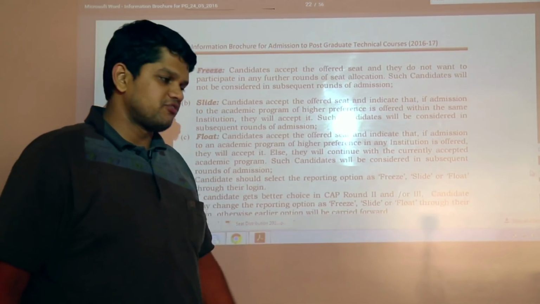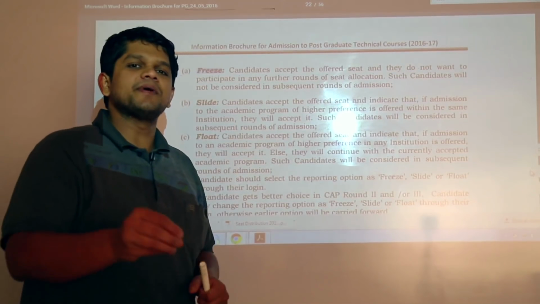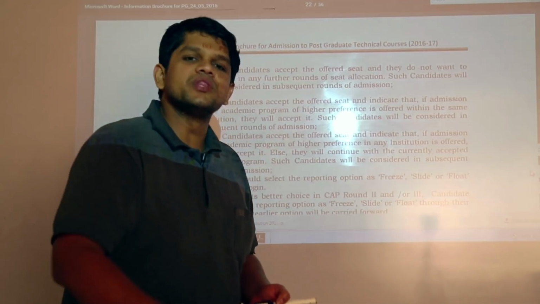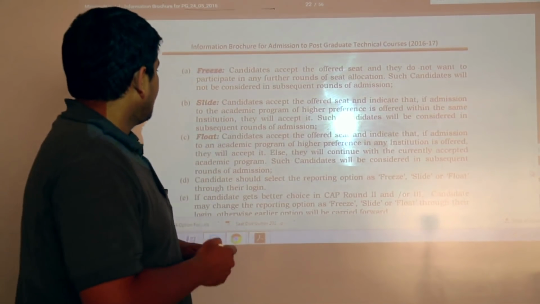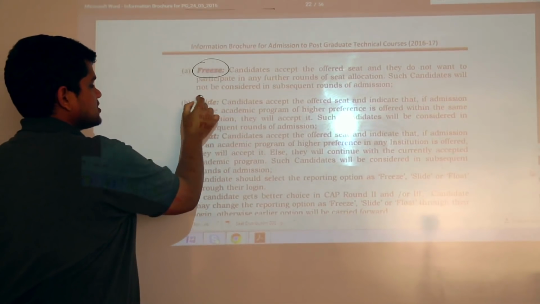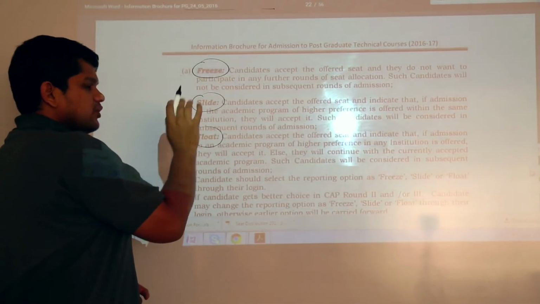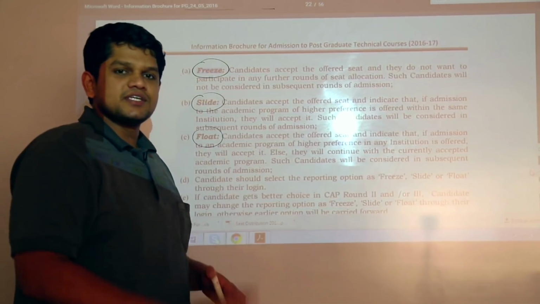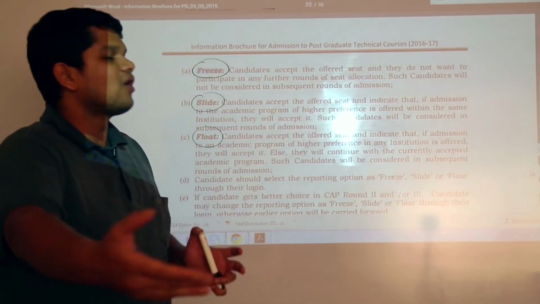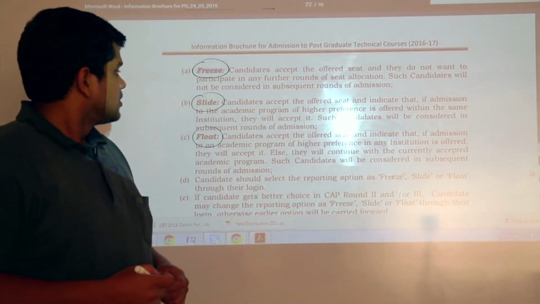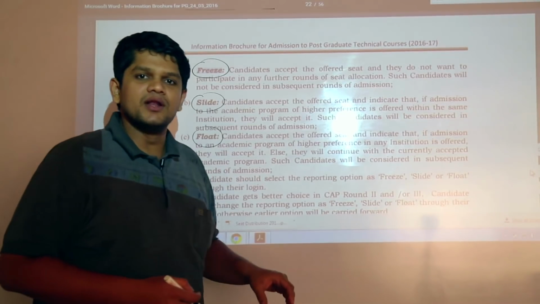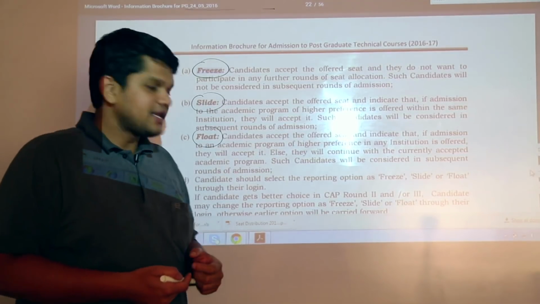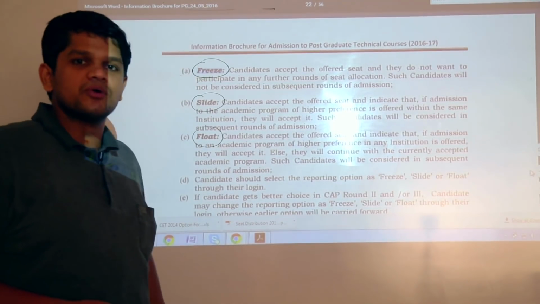Irrespective of whether you want to take up the college that you are allotted or not, you have to go to the ARCs and choose either a freeze, a slide or a float option. You get a college, you are happy with that college, freeze it, take it up, pay the fees, get done with it. You are now no longer eligible for the other rounds. Suppose you get a college, you are not happy with it and you want to improve on it. Then in that case you will choose either a slide or a float.